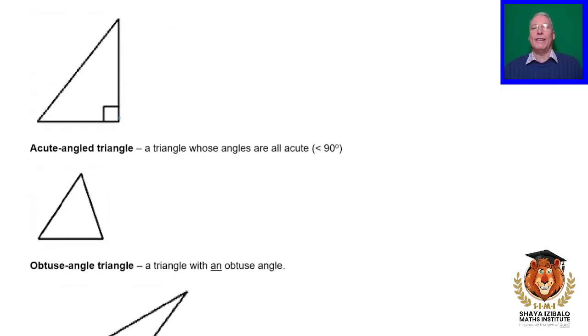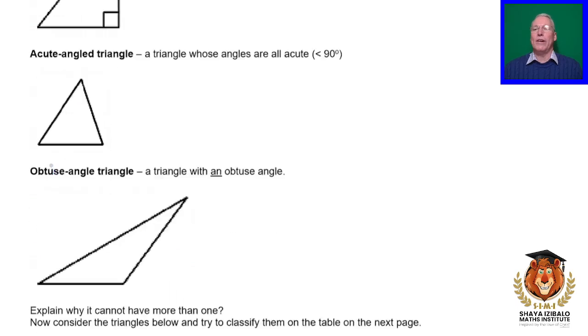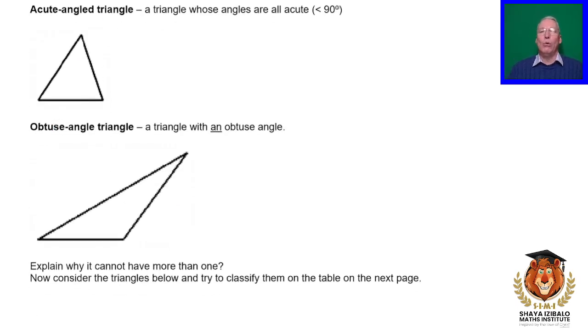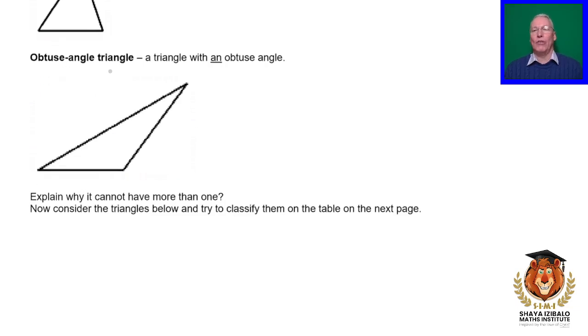All right, we also get a right angled triangle, and that's obvious. It's just a triangle with a 90-degree angle. We get an acute angled triangle, and that's one where all the angles are less than 90 degrees. And then we get an obtuse angled triangle, and that's one where we've got an angle bigger than 90 degrees. We can't have more than one obtuse angle, because remember the angles of a triangle add up to 180 degrees. So if one of them is more than 90, the others will have to be less than 90.